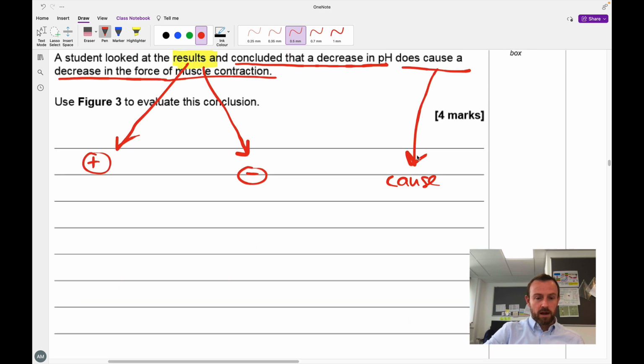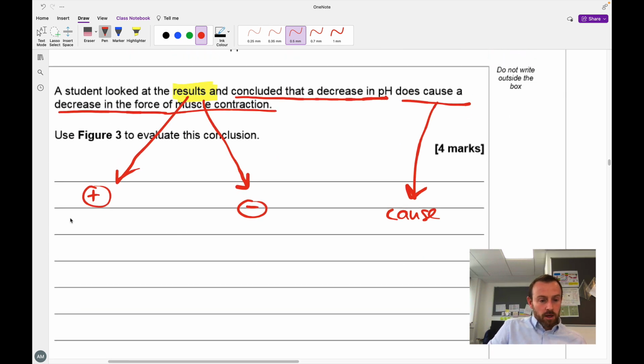Let's scroll down. So below 26.5 or 29, force is lower. And then above these values, force is higher.